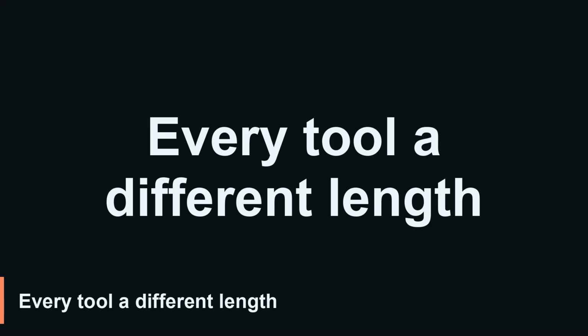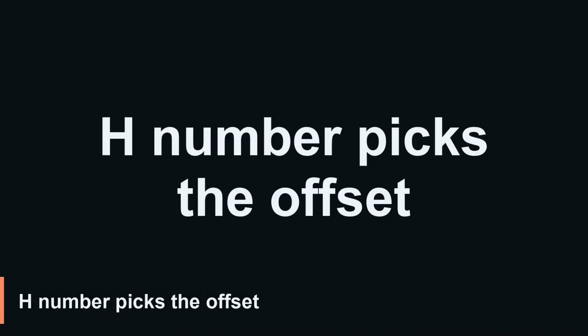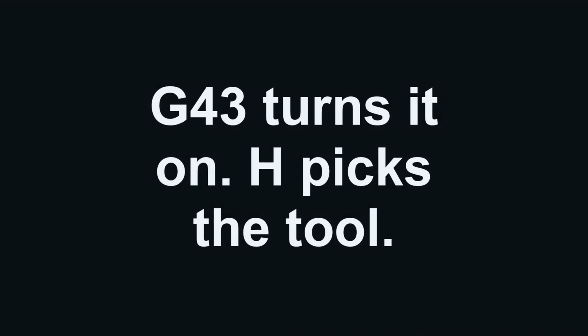The control has no way to measure that on its own. Somebody had to touch it off and write the number into an offset table. That number lives in the tool length offset register, indexed by H number. H1 is the offset for tool 1. H4 is the offset for tool 4. The H, not the G43, is the part that picks the right value. Say that part out loud. G43 turns the feature on. The H number tells it which tool.